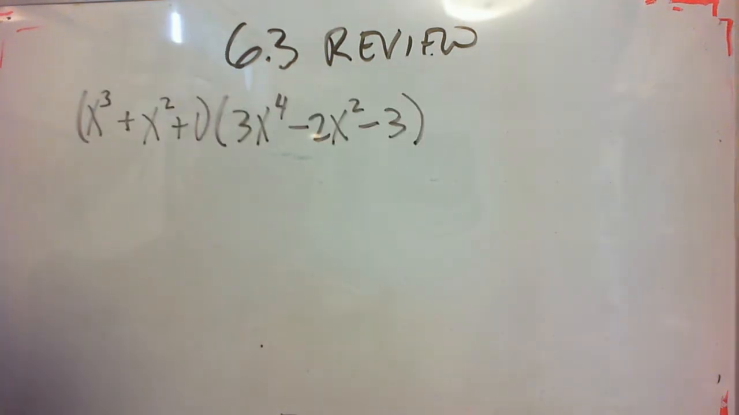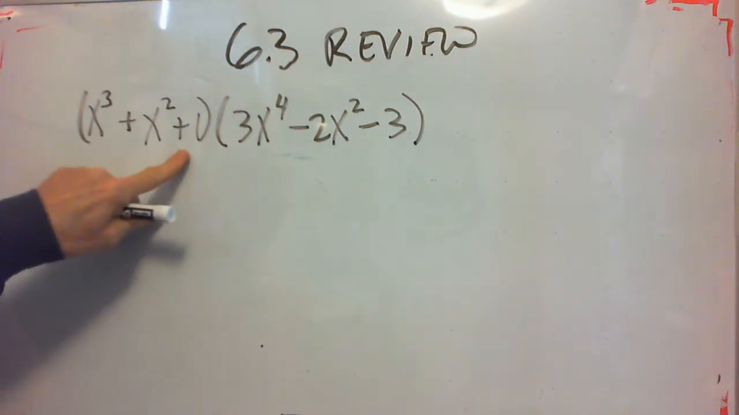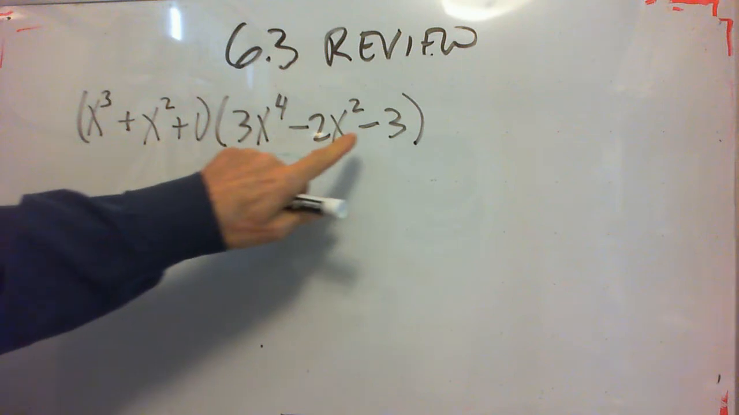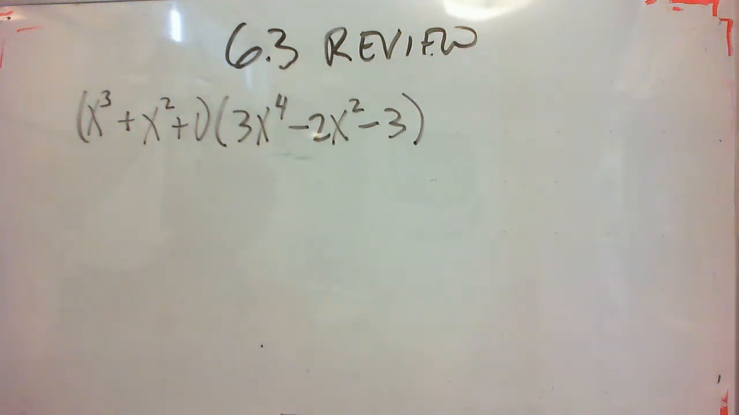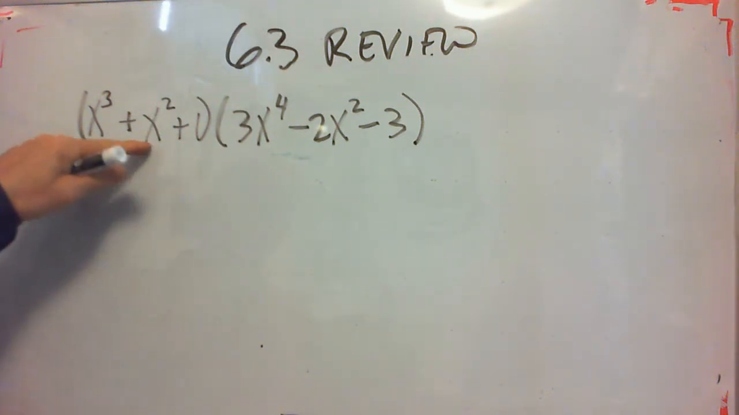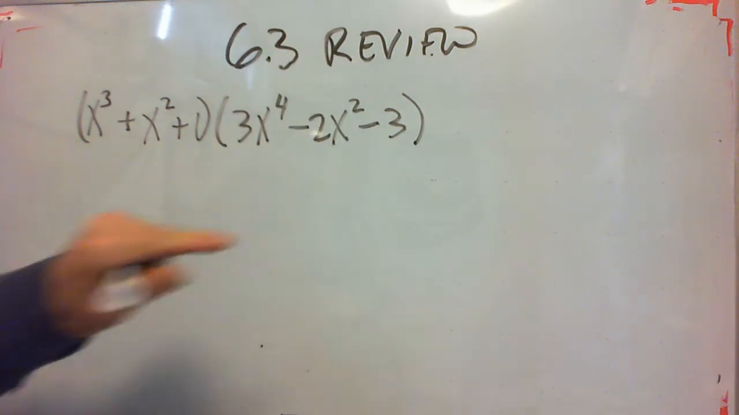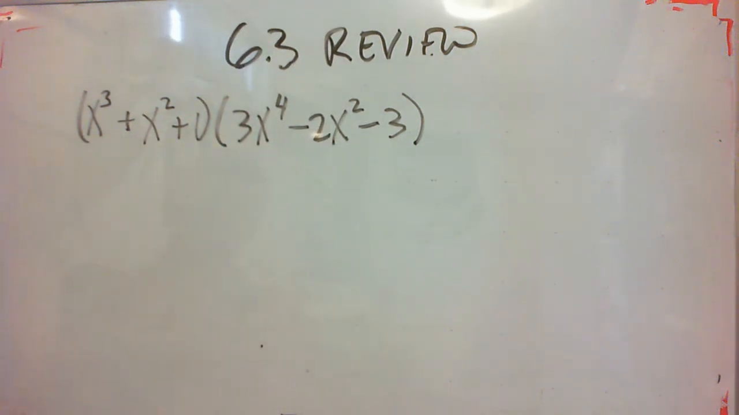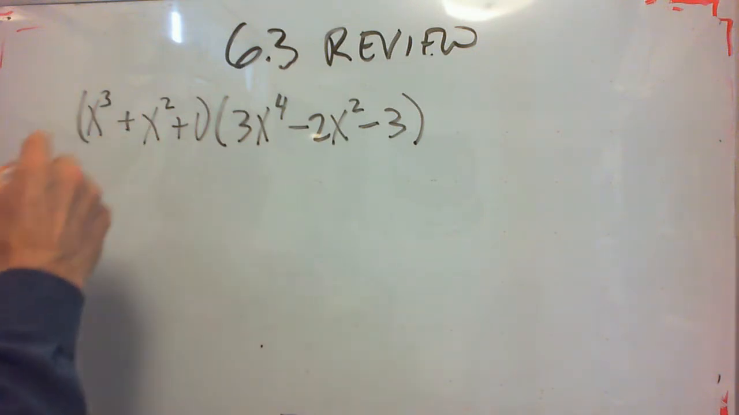Okay, now I have a problem that's like number 3 of the homework. And this one has a polynomial of 3 terms times another polynomial of 3 terms. Well, when we had 2 terms times 3 terms, we ended up with 2 times 3 products, 6. Here we have 3 and 3. We're going to end up with 9 products. And there's no shortcut to this.